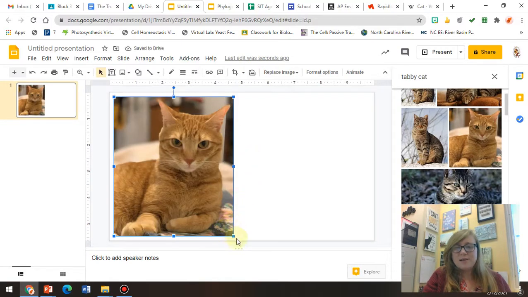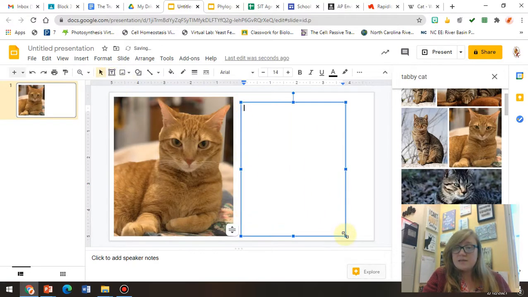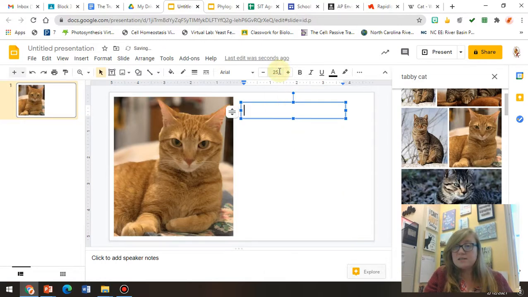Handsome. Okay, so now I have a picture of a cat. So now what do I want to do? I'm going to make a text box, and I'm going to get my taxonomic groups. I'm going to make this a little bit bigger because it's going to need to be bigger on the next page. So I've got kingdom.